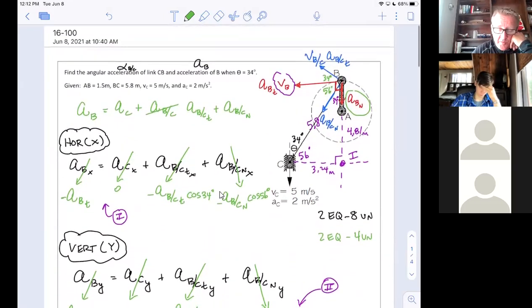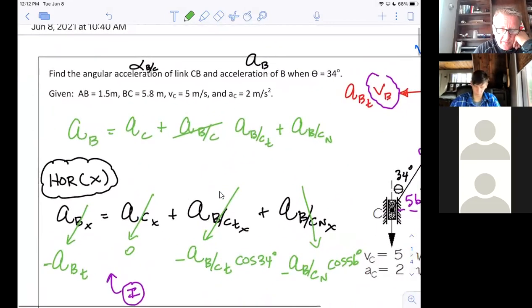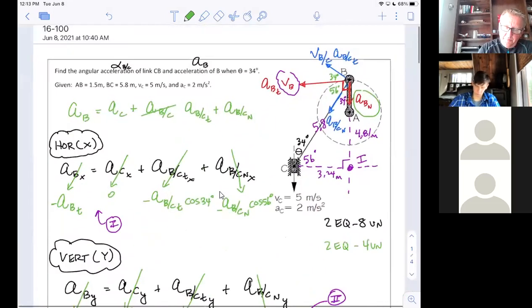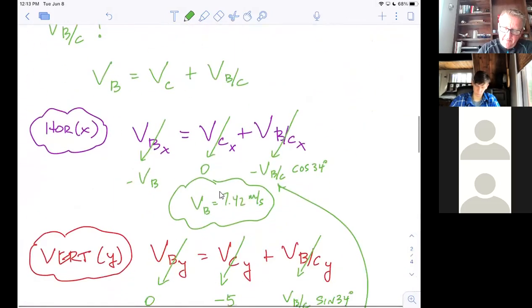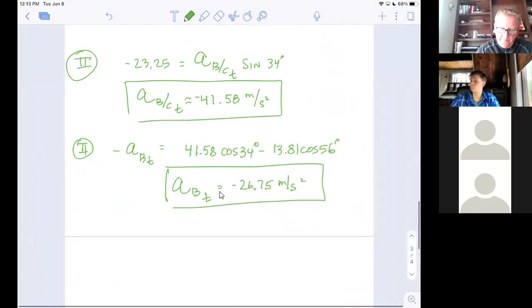And now for the first time, I'm going back and saying, am I done? And I see that, oh, darn, I guess I'm not. I wanted to know the angular acceleration of BC and the acceleration of B. So let's start with the angular acceleration of BC. How do I get that from what I just found, since I'm disappointed to find I'm not done?